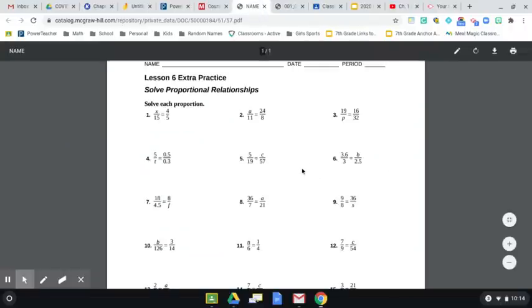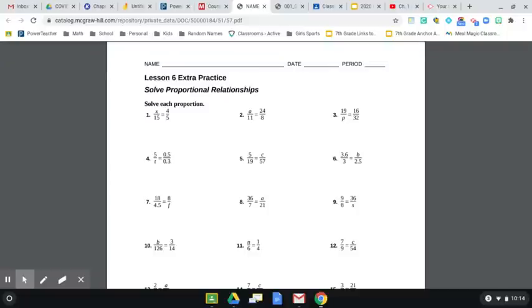So the link will attach here. You're going to try the first 10 like the agenda says. And use your calculator by all means. If you feel like you need to go and check your work as you're solving for that missing variable, then absolutely make sure you check your work. Take your time. If you have questions, let me know.